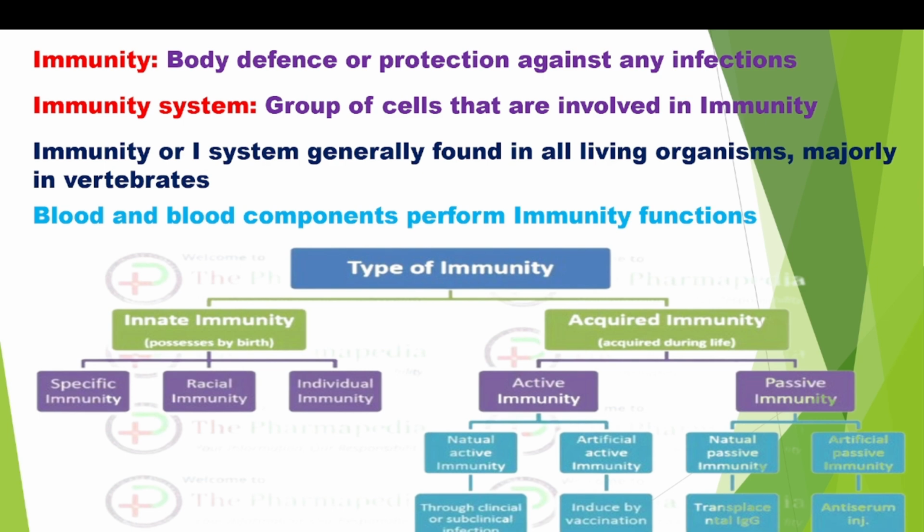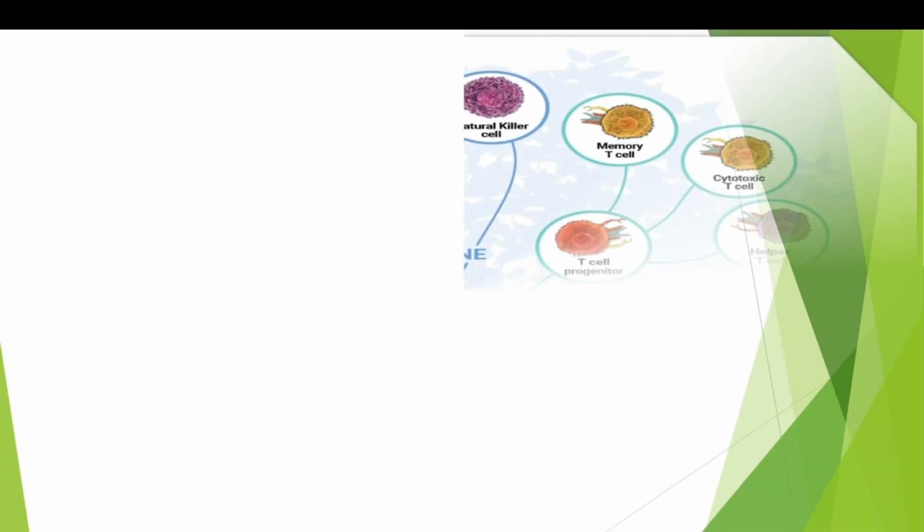Similarly, artificial passive is anti-serum. That means whenever one person has recovered from a particular disease, we take blood or serum from that recovered person and inject it into another diseased person. That is called anti-serum injection. These are the different types of immunities. And what are the different types of cells involved in immunity?